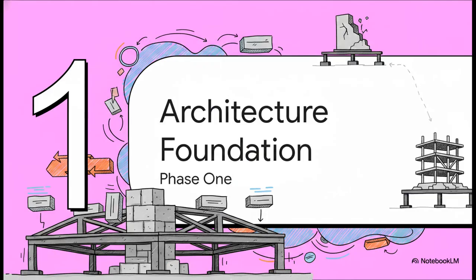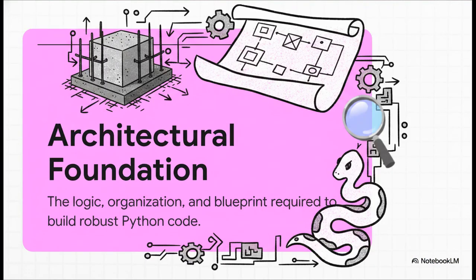Let's kick things off with Section 1, Architectural Foundations. So what exactly is an architectural foundation? Well, it's the underlying logic, organization, and structural blueprint required to build robust Python code. We're taking that physical building metaphor and linking it straight to your software architecture.